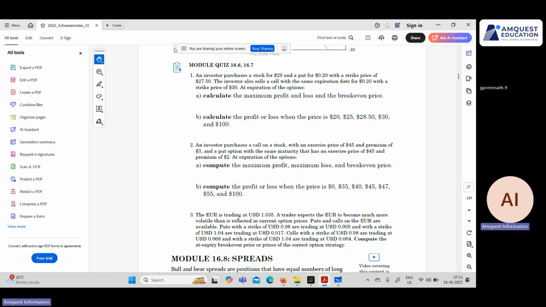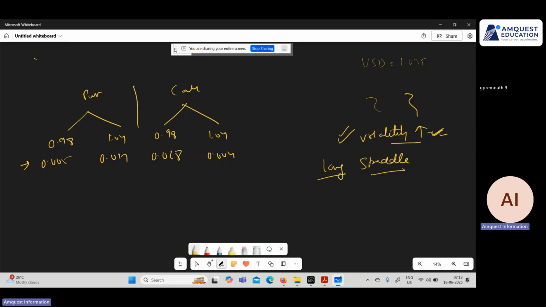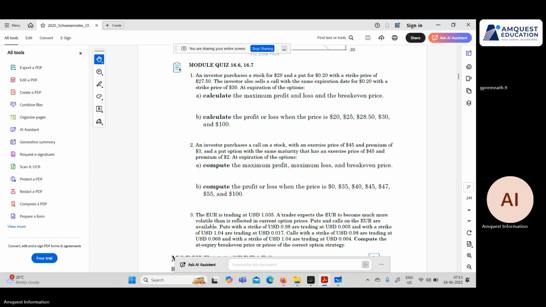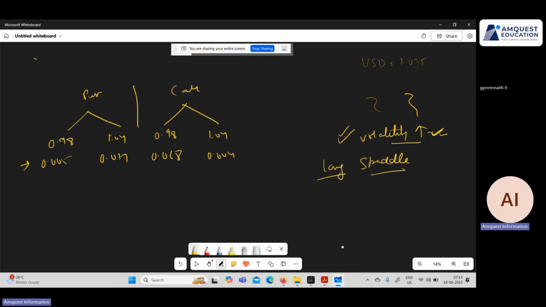Now, it says compute the at expiry break-even price and price of the correct option strategy. So when they say correct option strategy, we know as a fact that the correct option strategy is straddle, right? Now think about this. When the price is 1.035 and the volatility is going to increase.